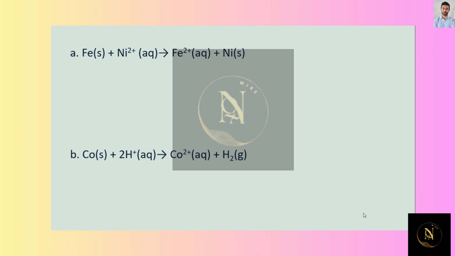In this question, we're asked to use the standard reduction potentials found in Appendix E to calculate the equilibrium constant for each of the following reactions at 298 Kelvin. So there are several equations we're going to use for this problem.